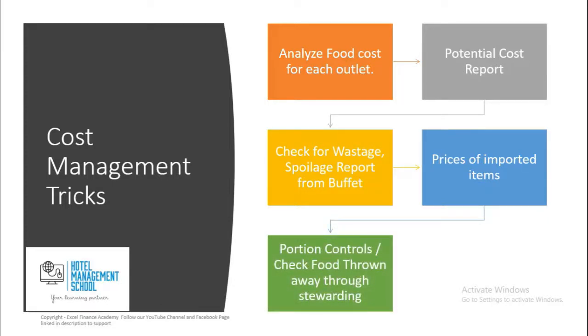Then you do your portion controls, then the cost of the food thrown during the stewarding, especially from the buffet, from the breakfast, or from booked banquet functions. What is the food which is thrown into the stewarding? In my experience, nobody watches it, especially the operations. After they close the outlet, they leave it to the steward, and the steward throws whatever. They are also not interested in noting down what the food waste is. It is normally the poor financial controller.